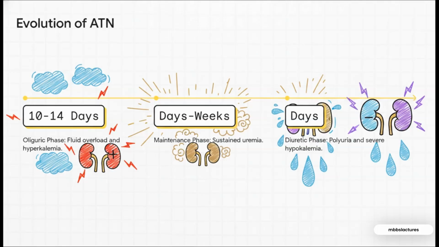Eventually, if all goes well, patients reach a diuretic recovery phase. Here, they can lose up to 3 liters of fluid a day. Why? Because those regenerating tubules just haven't recovered their concentrating capacity yet. So during this phase, rapid potassium loss becomes your brand new major clinical threat, leading to severe hypokalemia.